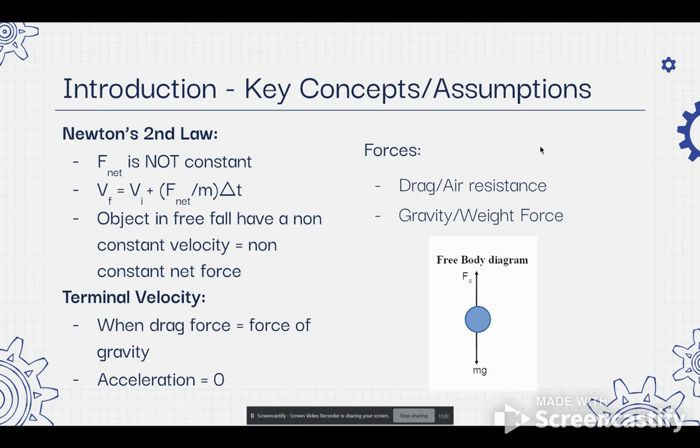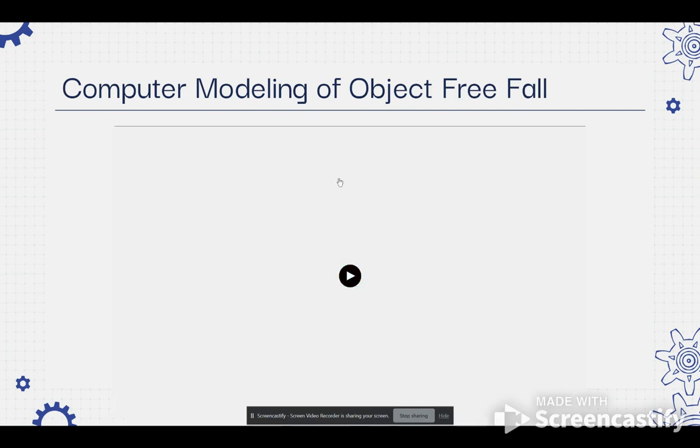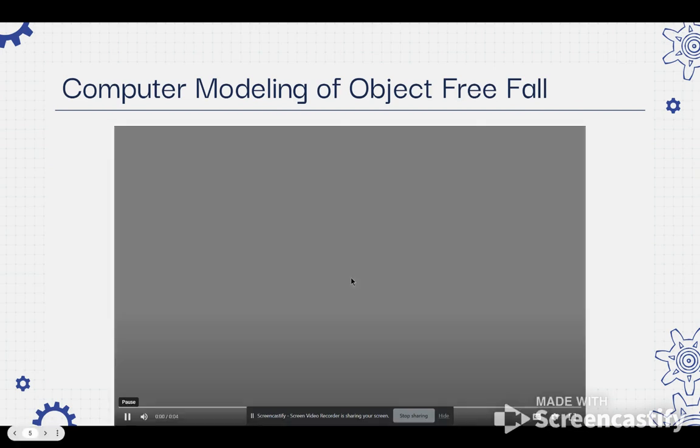Also, when taking drag into account, we're going to go over a concept called terminal velocity. That's when drag force equals the force of gravity at one point during the free fall, where acceleration will be zero and it will be going down at a constant, or terminal, velocity. And the forces we'll be talking about in this lab are drag, or air resistance, and gravity, or weight force.